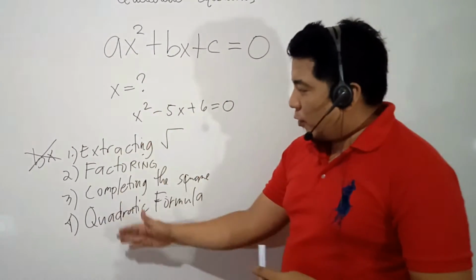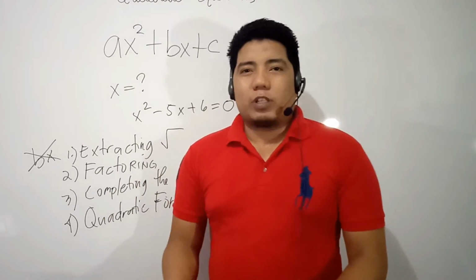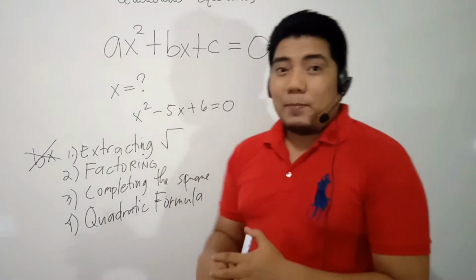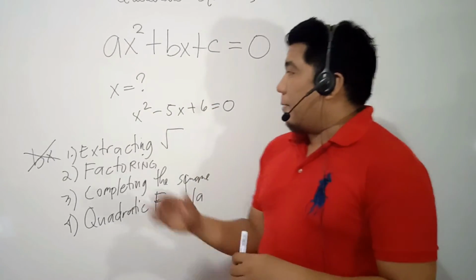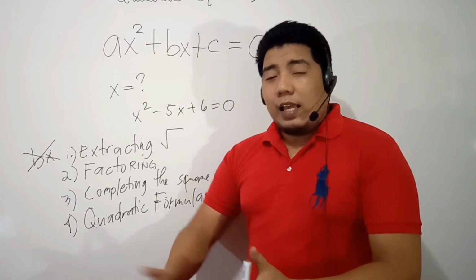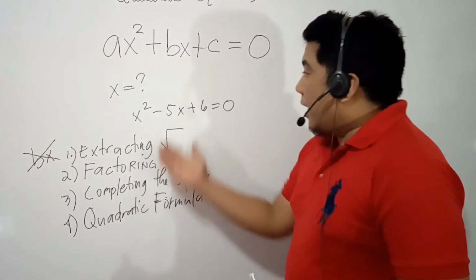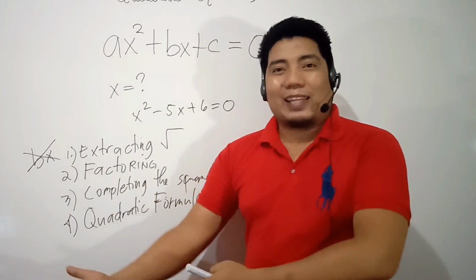So these are the four methods, at least four methods that you will encounter in solving quadratic equations. Now let's go to our example: x squared minus 5x plus 6. Technically speaking, we have already discussed the grade 8 lesson about factoring polynomials. Now, this kind of example is good for factoring.